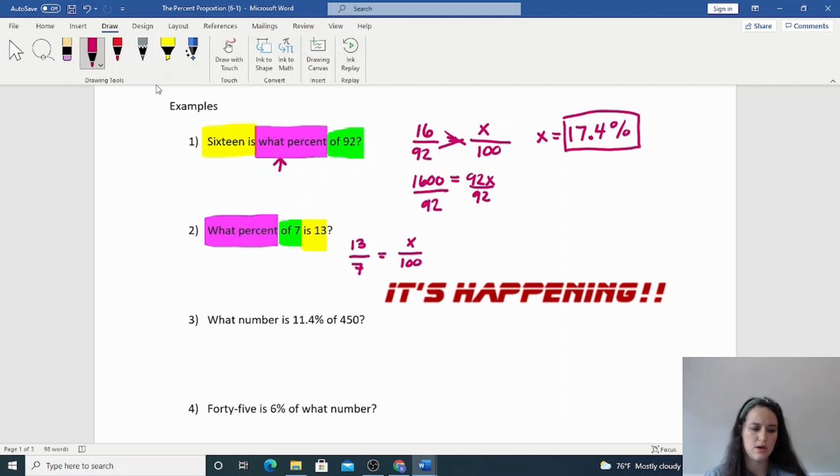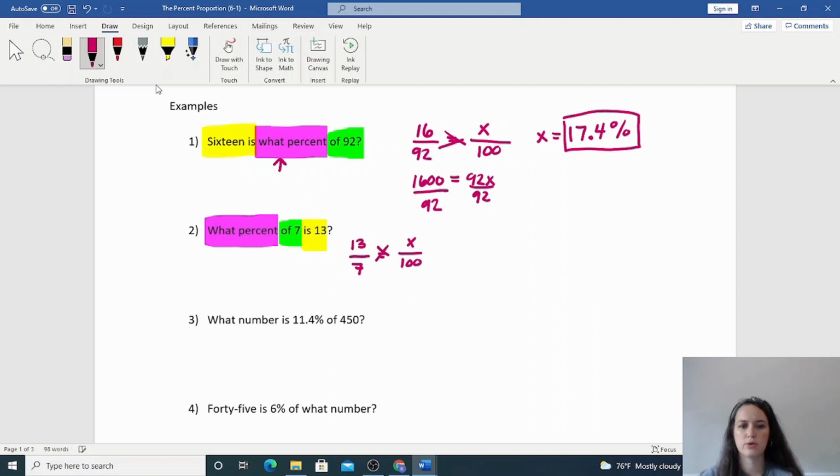It's happening. All right, grabbing my calculator, setting up my proportion. I'm going to put the 7x first this time. You can put it second. It's up to you. 7x equals 1300. Divide both sides by 7. And that is going to be, all right, x equals 185, round to a tenth, 0.7%.